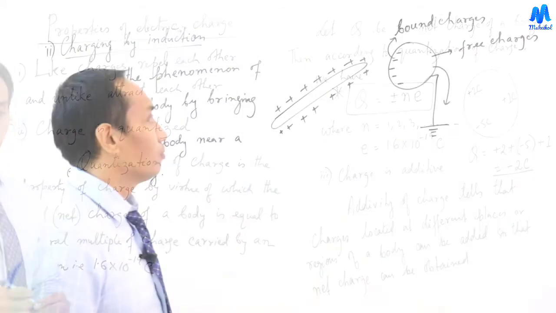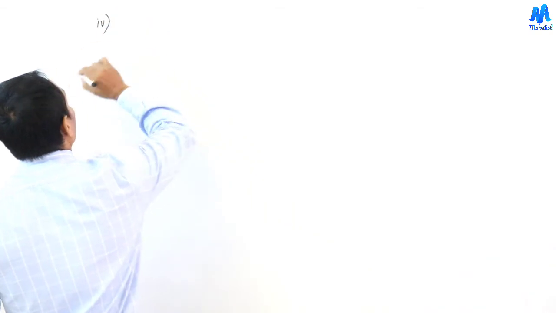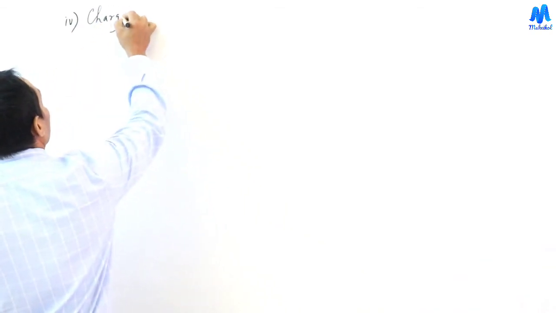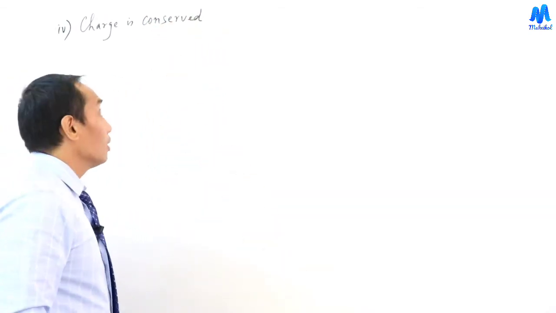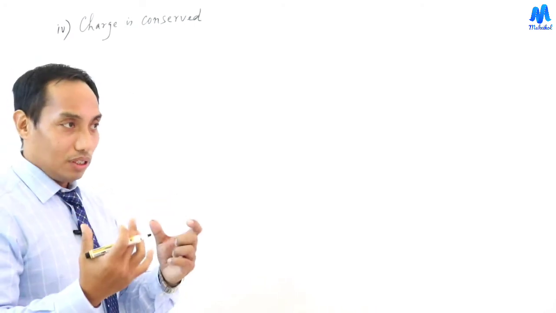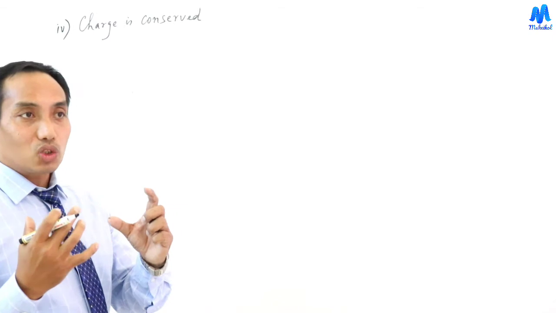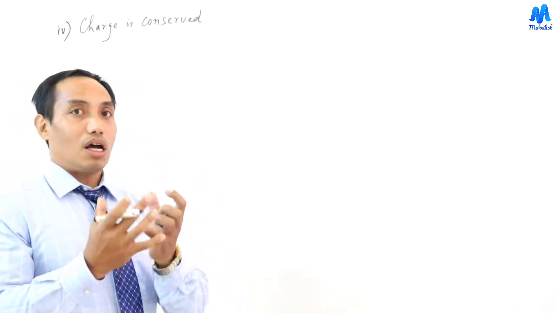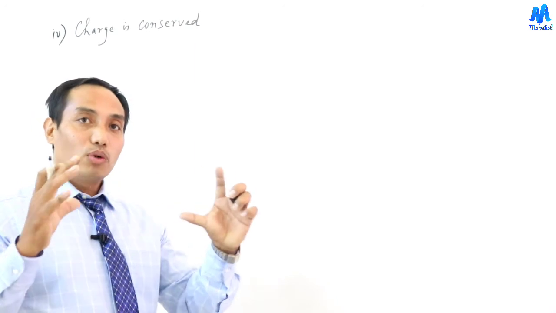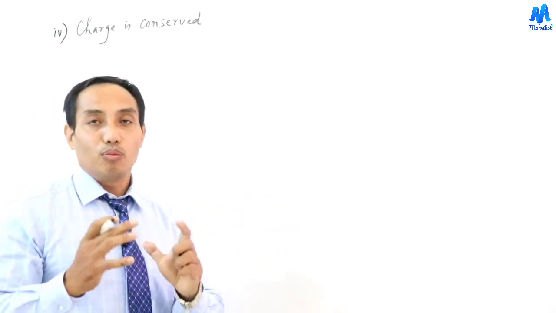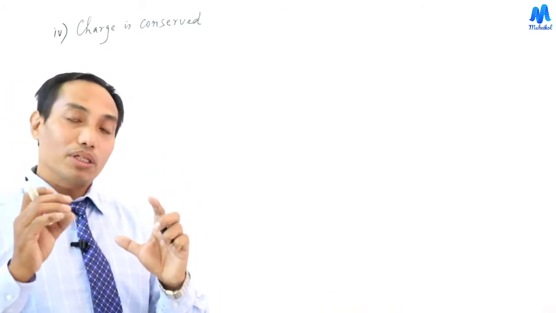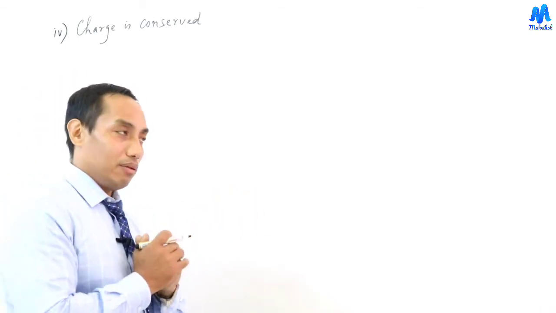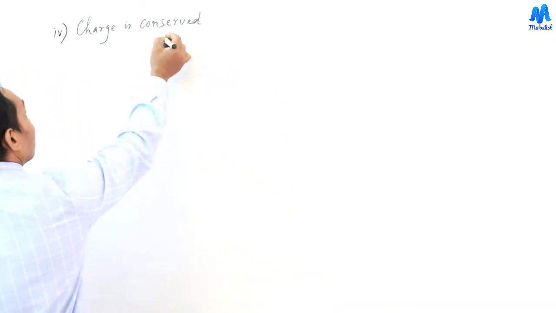Point number 4: Roman number 4. Charge is conserved. Then what is meant by conservation of electric charge? For an isolated body, the total charge is always constant, that is, it remains unchanged. It neither increases nor decreases, it remains constant. So we may define like this: charge is conserved.